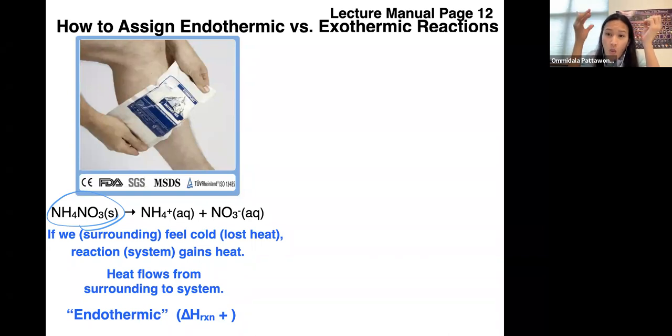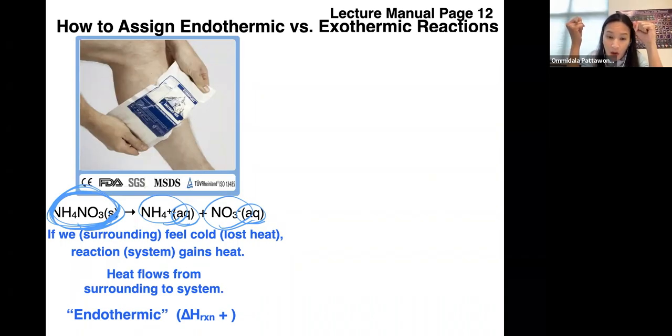Okay, once water dissolves this ammonium nitrate, the ammonium nitrate becomes an aqueous solution. This dissociation of the ammonium salt into ammonium ion and nitrate ion is going to be an endothermic process, because this process absorbs heat from the surroundings. That's why the surroundings, which is your hand, feel cold. So in this case, heat flows from the surroundings into the system. So this is going to be endothermic.